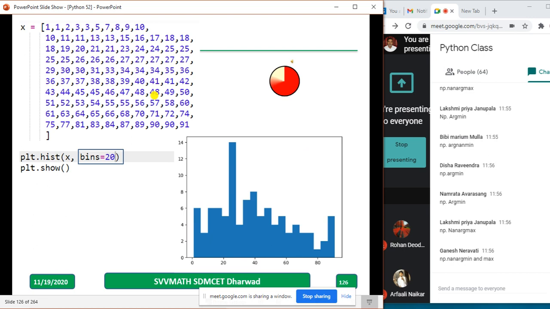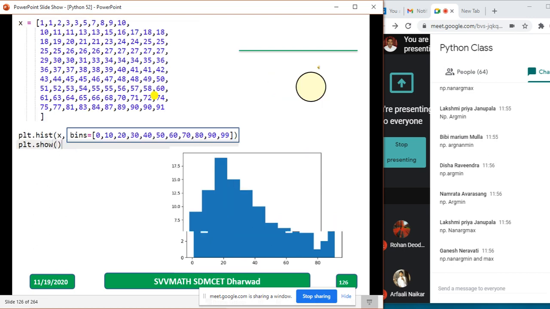Let me go to the next slide. I can give it like this also. Instead of count, I can mention I want 0, 10, 20, 30, 40, 50, 60, 70, 80, 90, and 99. You can even change it after 40, you can directly go to 60 also. No problem. Just observe this, copy down. Anyway, data will remain the same in all the cases.